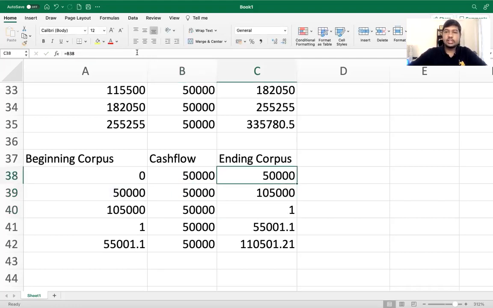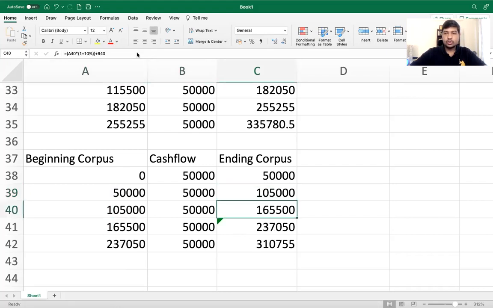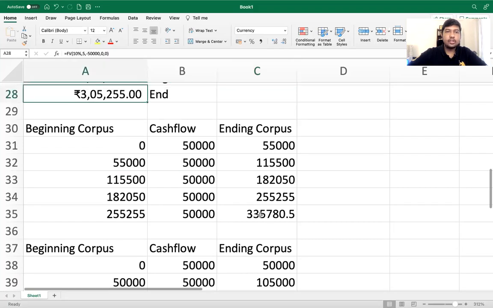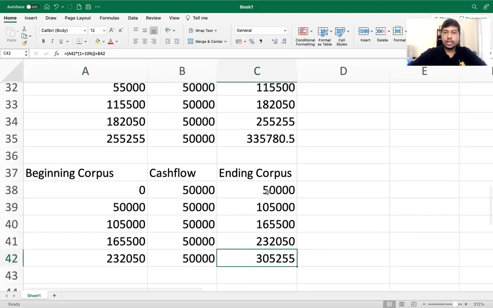So what's happening is, since you are investing this at the end of the period, so second year, what will happen is that at the end of second year, only 50,000 rupees is going to earn 10%. This 50,000 is simply going to get added. So at the end of 2 years, it will be 1,05,000. Similarly, at the end of 3 years, I will just simply copy paste this. Okay. And you will see that now it is matching. So 3,05,255, okay, is what you have at the end of 5 years.